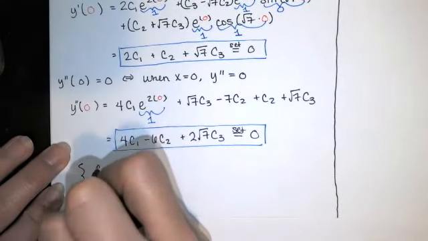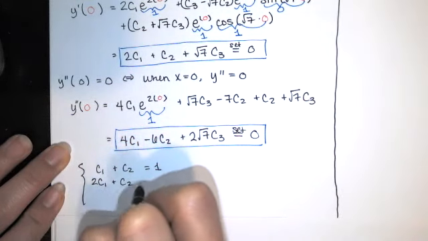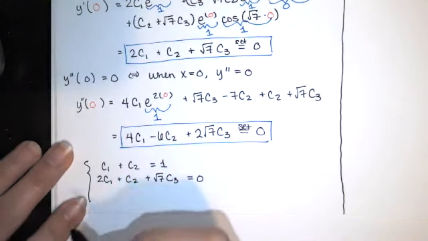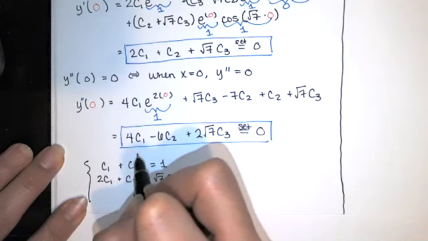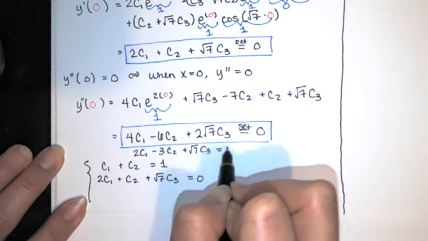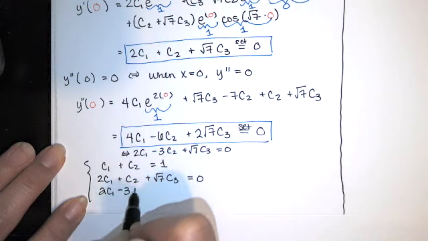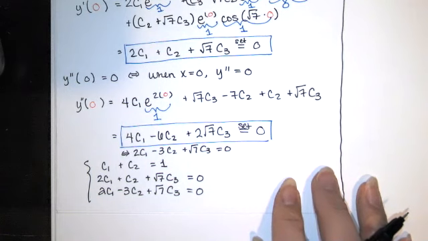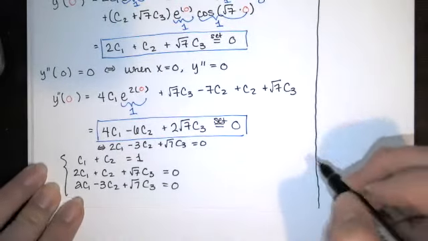So our equations are these. c1 plus c2 has to be 1. And 2 times c1 plus c2 plus square root of 7 c3 is equal to 0. And we could take this one and divide it by 2. If we divide by 2, we'll have 2c1 minus 3c2 plus square root of 7c3 equals 0. Okay, those are our 3 equations and 3 unknowns. Now we just have to solve this system of 3 equations and 3 unknowns.